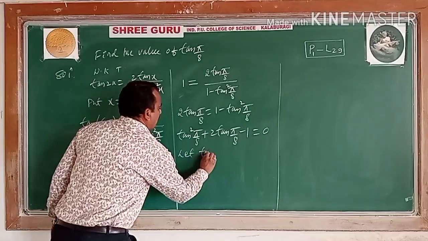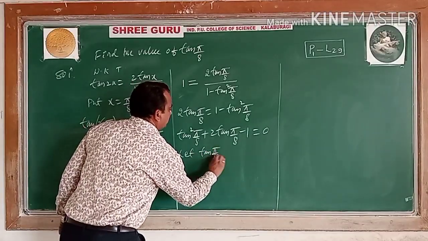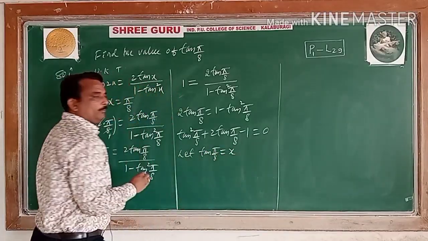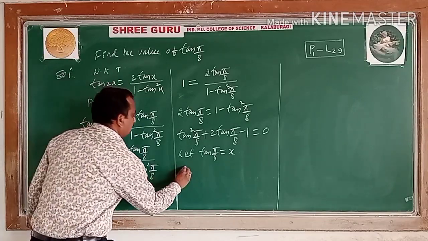Let us take tan pi by 8 equal to x. You can make it a quadratic equation in terms of x. Then what does it become?